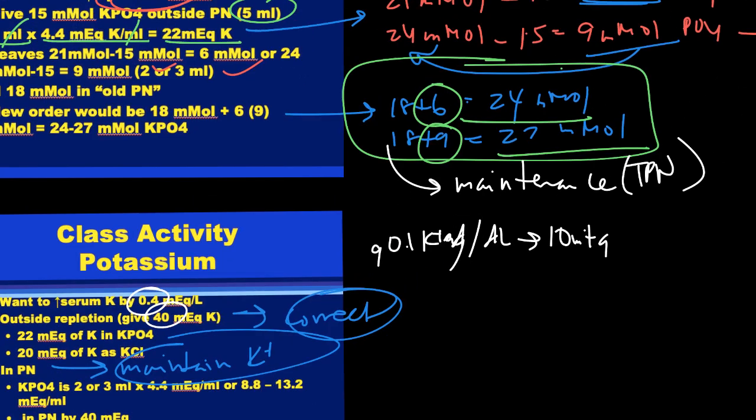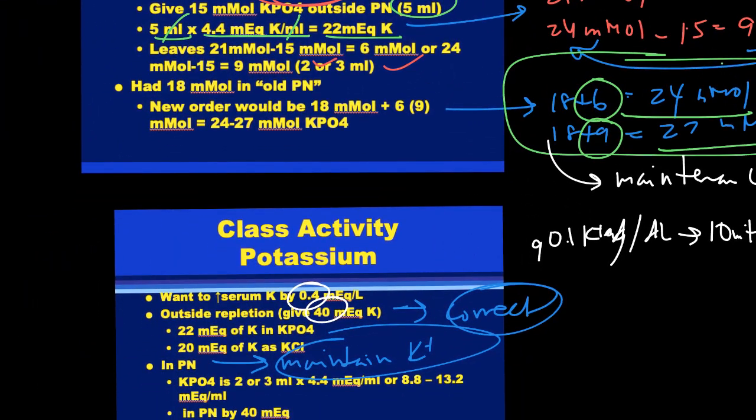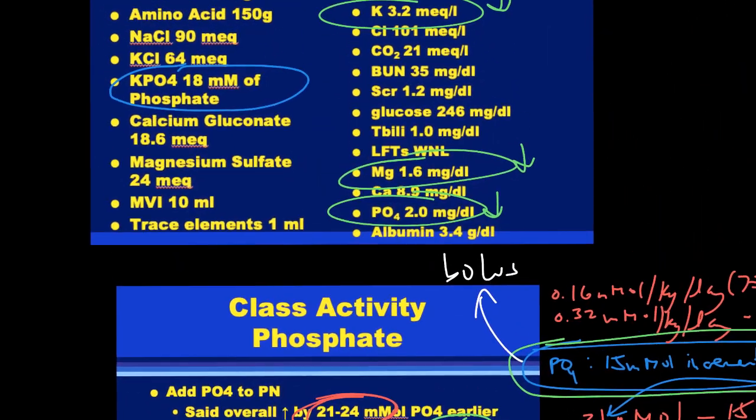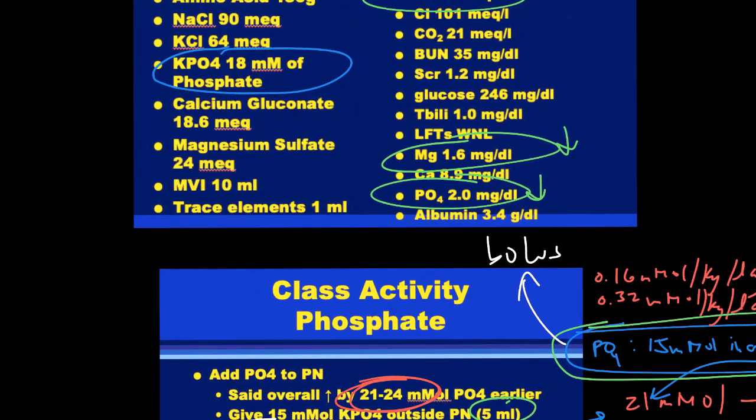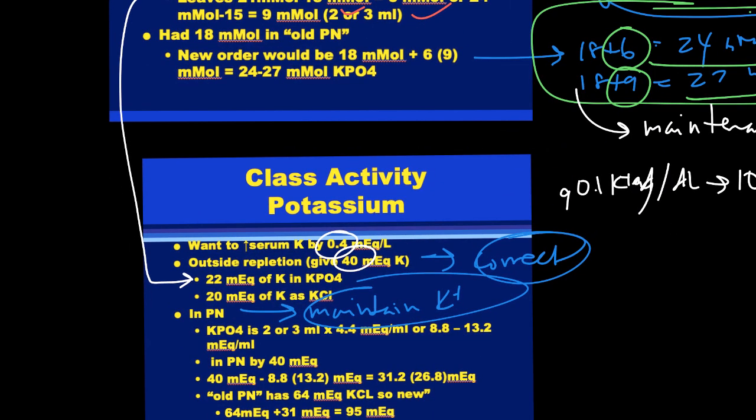You know you're giving him already some stuff as potassium phosphate. So here, you're already giving him stuff as potassium phosphate. You're already giving him 20 as potassium chloride. Let's see. Right? Okay, hold on. So yeah, you're already giving him 22 as potassium phosphate.